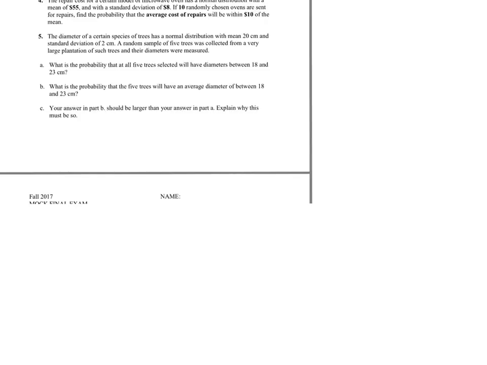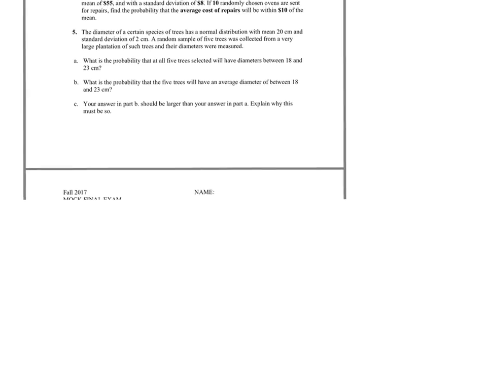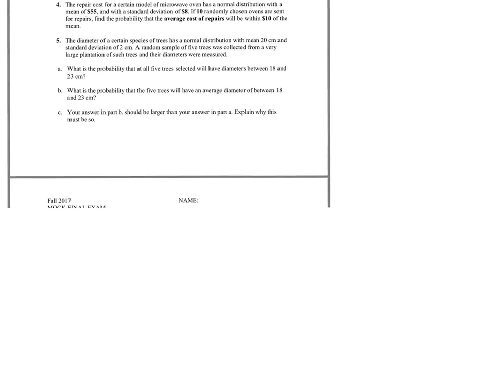So this is number 5 in your review, Rhonda, where you're told that the diameter of a certain species of trees has a normal distribution with a mean of 20 centimeters and a standard deviation of 2 centimeters. A random sample of 5 trees was collected from a very large plantation of such trees, and their diameters were measured. What is the probability that the 5 trees selected will have diameters between 18 and 23 centimeters?